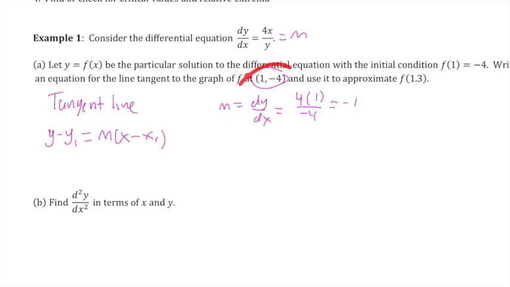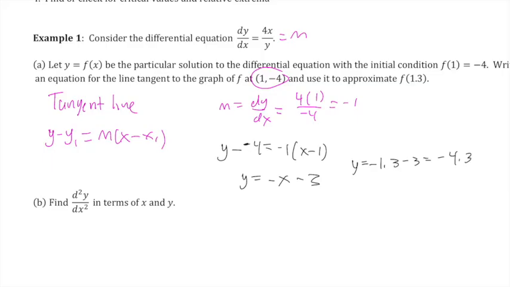And then we use this as the point. So again, y minus y1, which is negative 4, equals the slope times x minus 1. If we simplify this, y plus 4 equals negative x plus 1. Subtracting 4 from the plus 1 gives minus 3. So now we're going to substitute 1.3, and this gives me a value of negative 4.3.